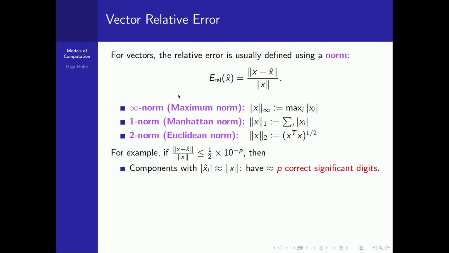It tells you roughly that if you are looking component by component, at larger components, whose size is roughly equal to the norm itself, and there will be larger components than smaller components typically, unless your vector is really very uniform, okay? So for this situation, you roughly have p correct significant digits in that particular component. So think about it, if that's your bound. But for smaller components, you don't say much.